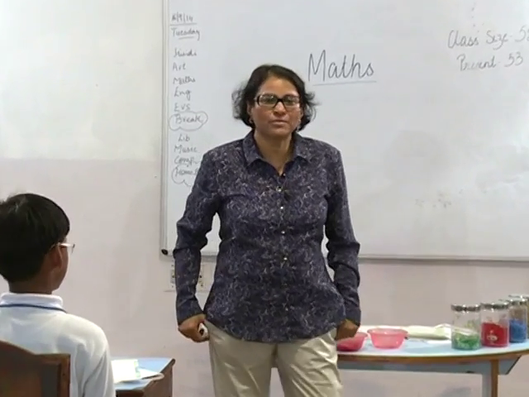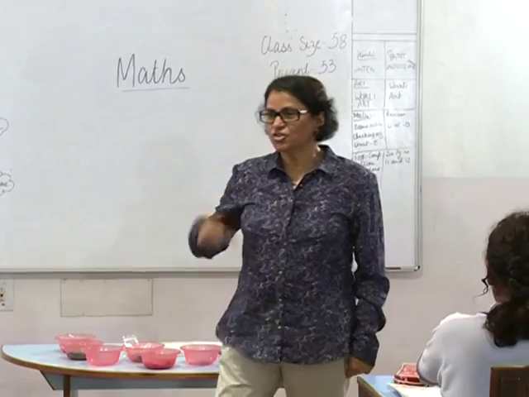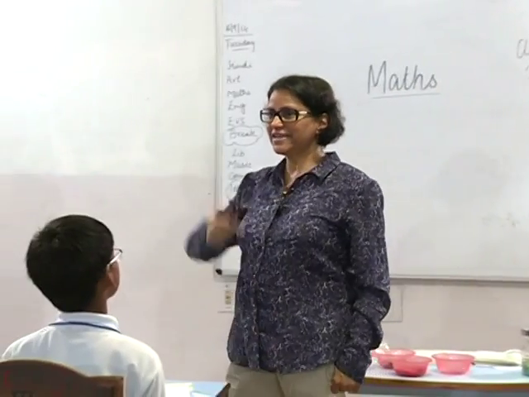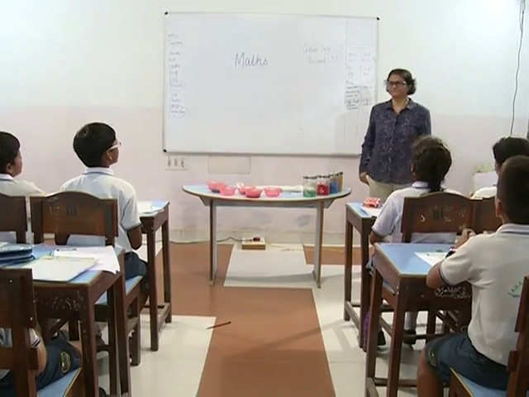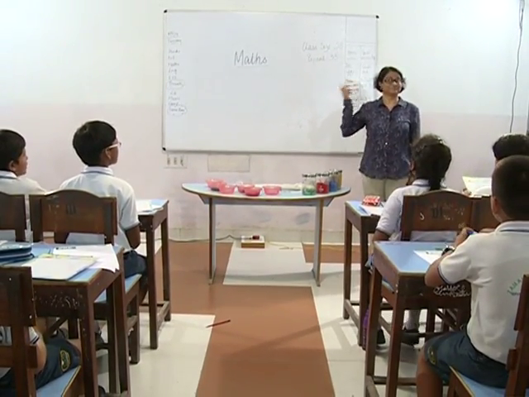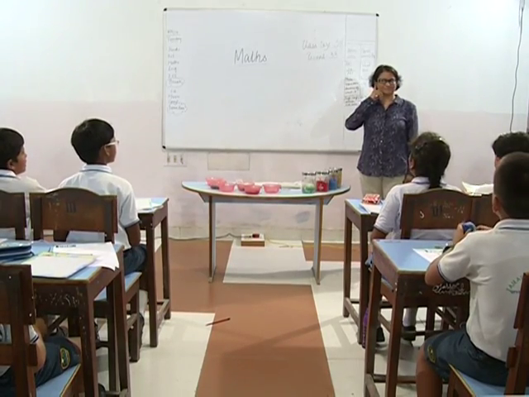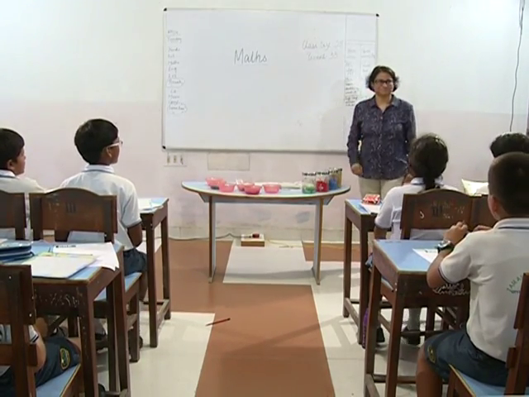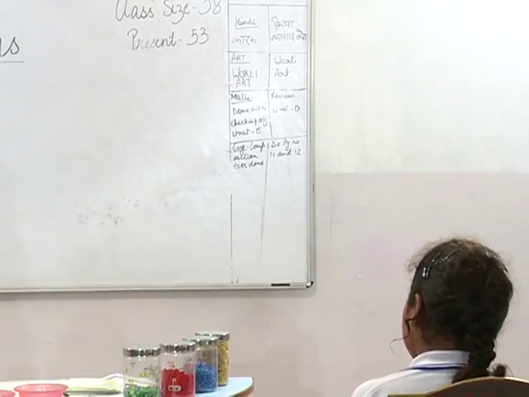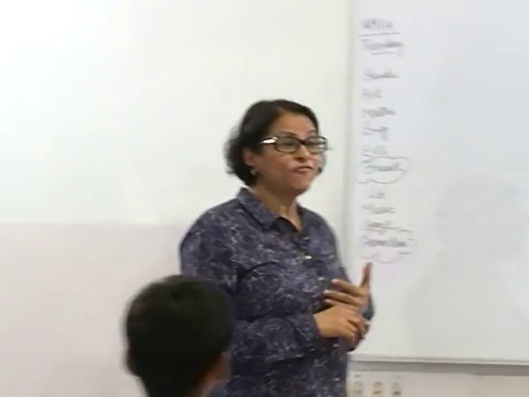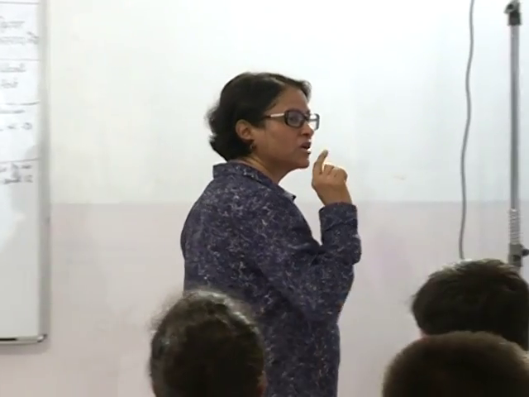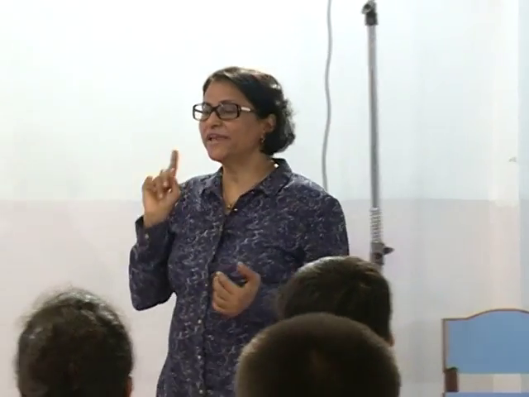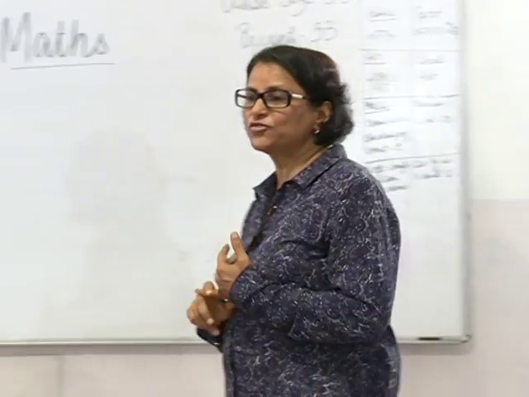How many of you know multiples of 3? Can you tell me what are the multiples of 3? 3, 6, 9, 12, 15, 18, 21, 24, 27, 30. And these are called the multiples of which number? Multiples of the number 3, because 3 ones are 3. So 3 itself also is a multiple of 3.